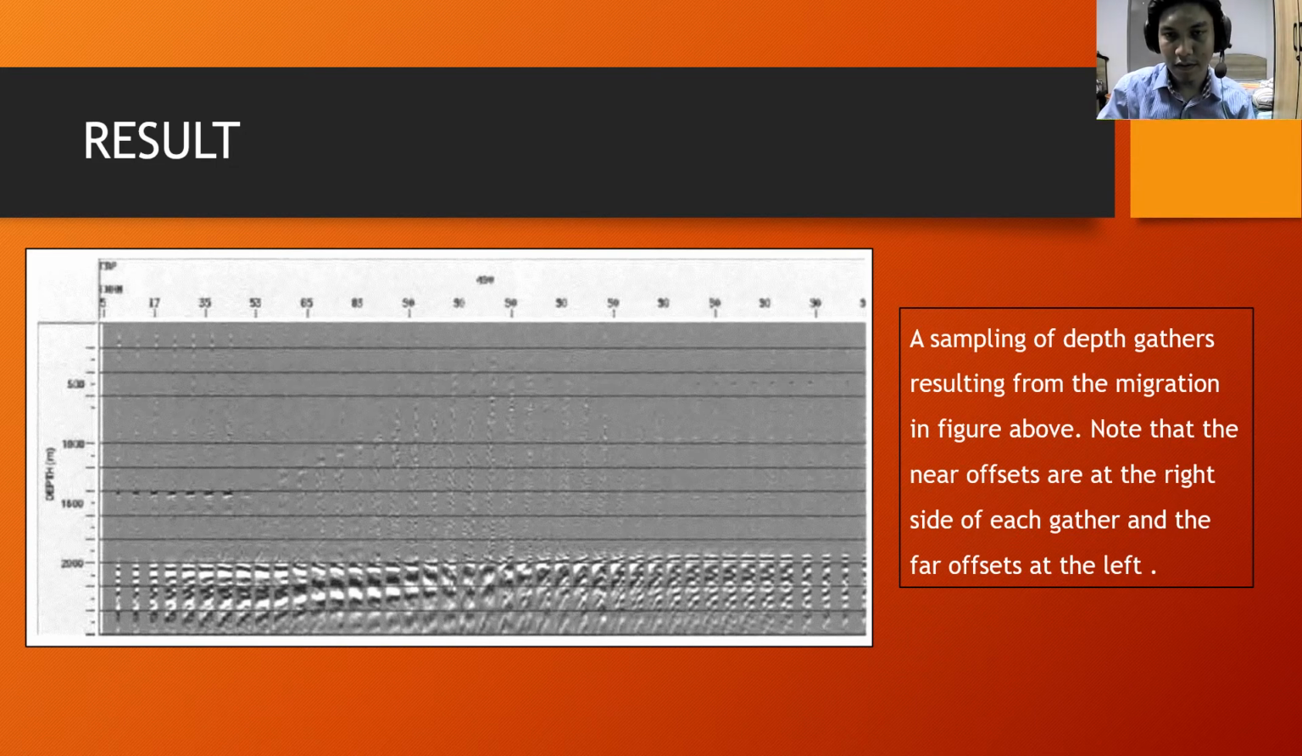Here we have the sampling of depth gathers, which result from the migration figure as shown above. Note that the near offsets are at the right side of each gather and the far offsets at the left. In addition, the depth gather indicates that the migration velocity is too low and should be increased. However, if doing so, the reflector can be pushed even farther in depth, which is incorrect.